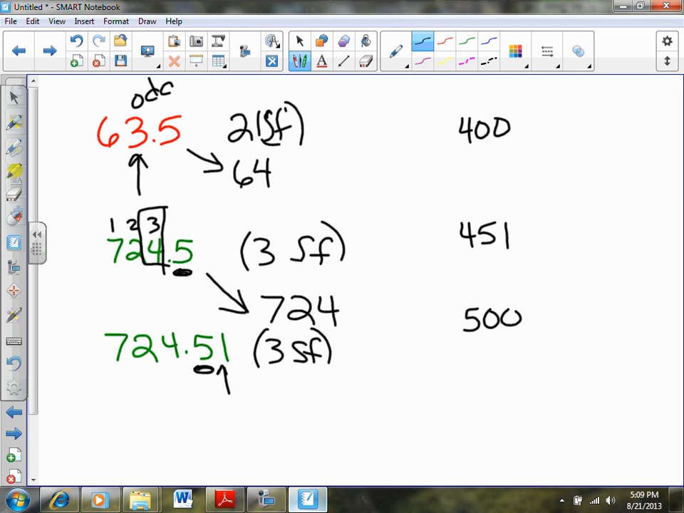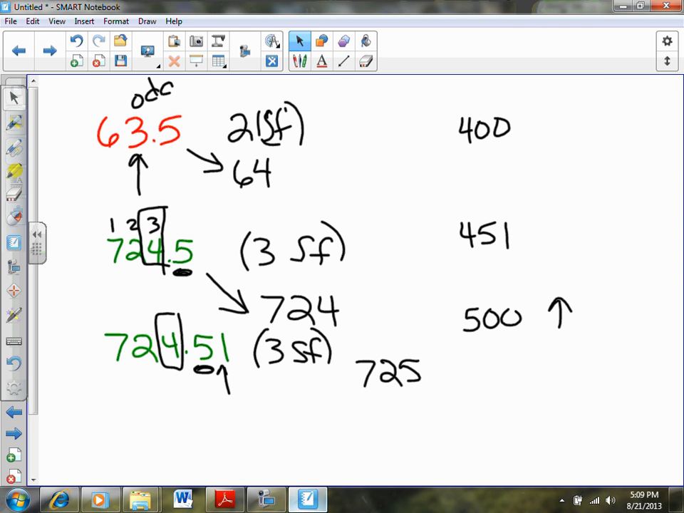So because it's not exactly in the middle and it is closer to the 500, this will round up because it's closer to 500. So 724.5, and I want to round this digit right here because I'm rounding to 3 sig figs, becomes 725 because it's closer to 725 than it is to 724. Okay? So basically, you're going to round this one up just like you would in math.